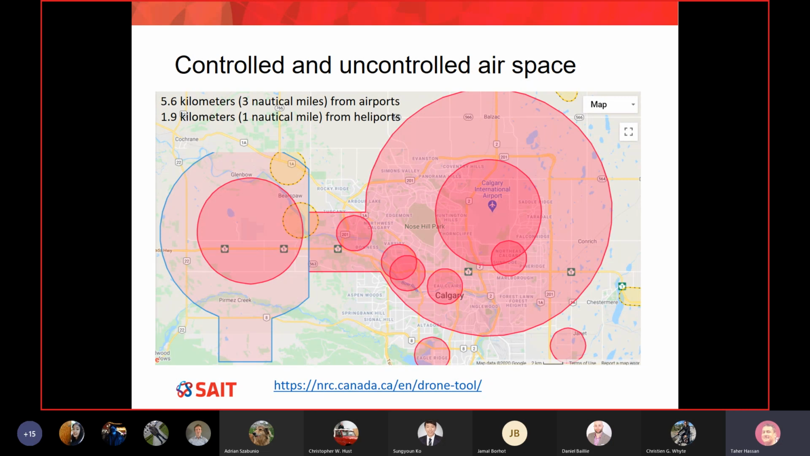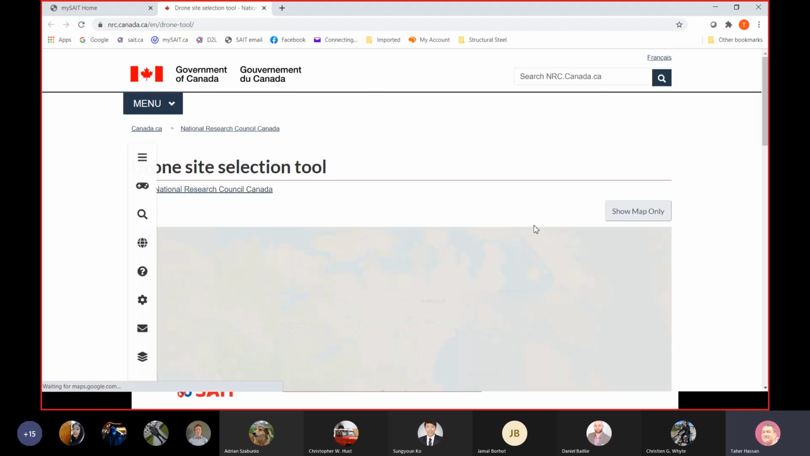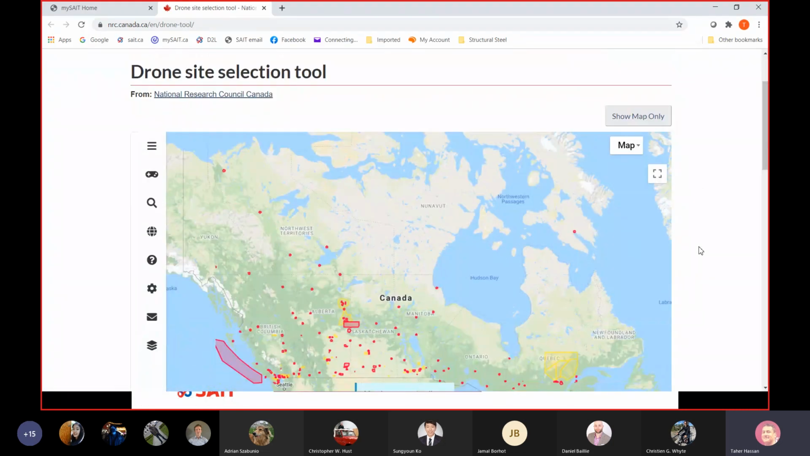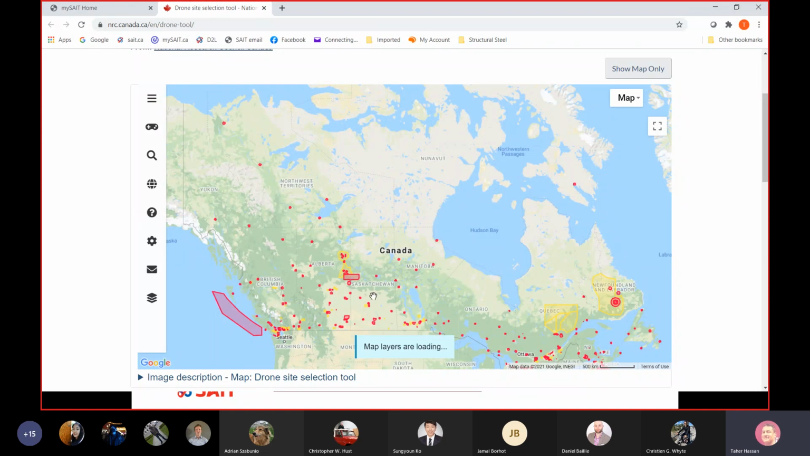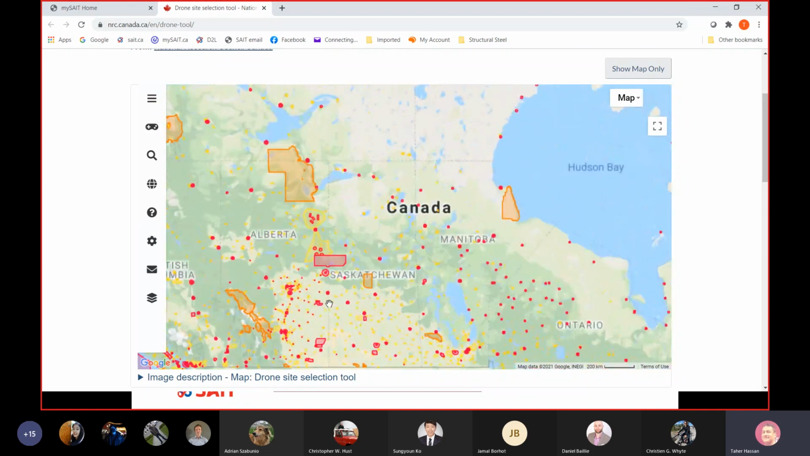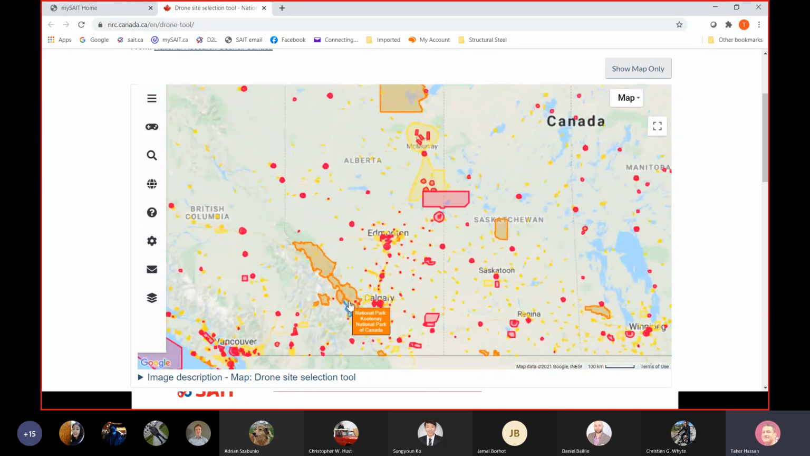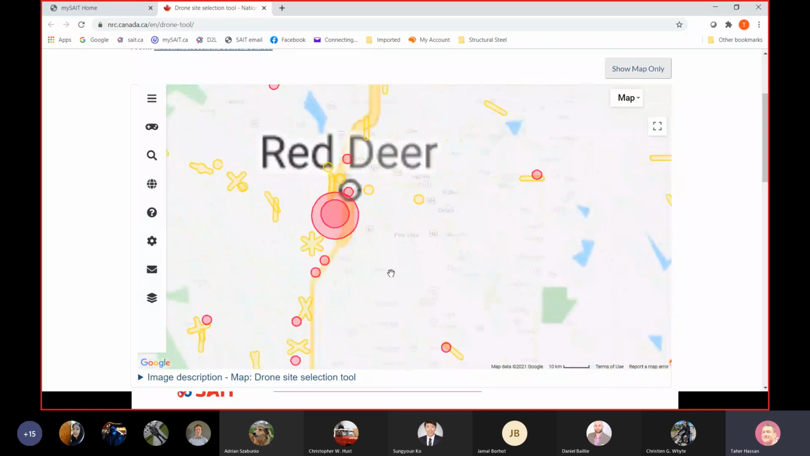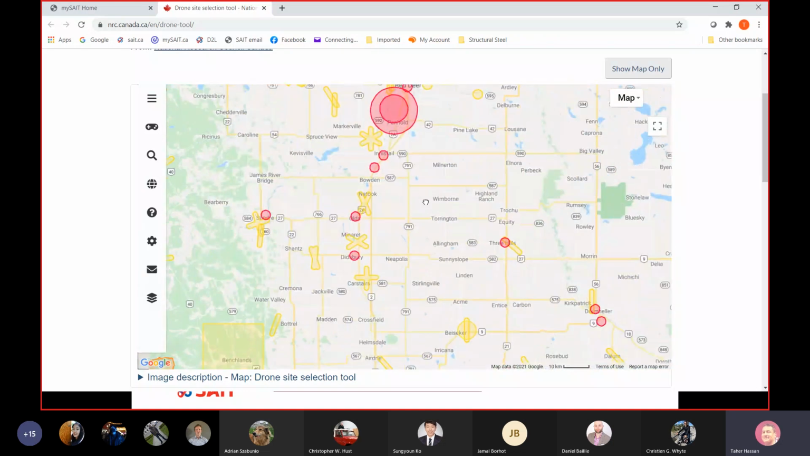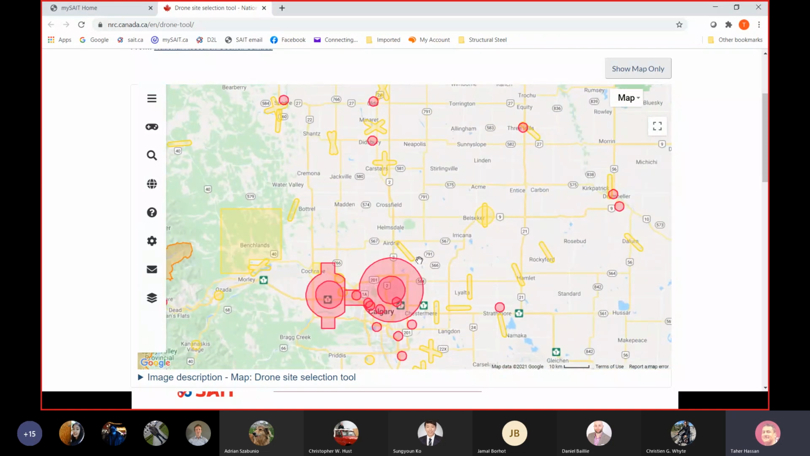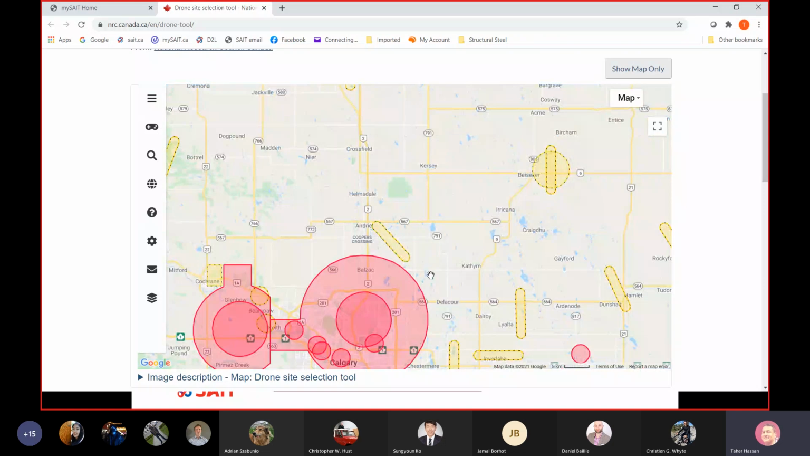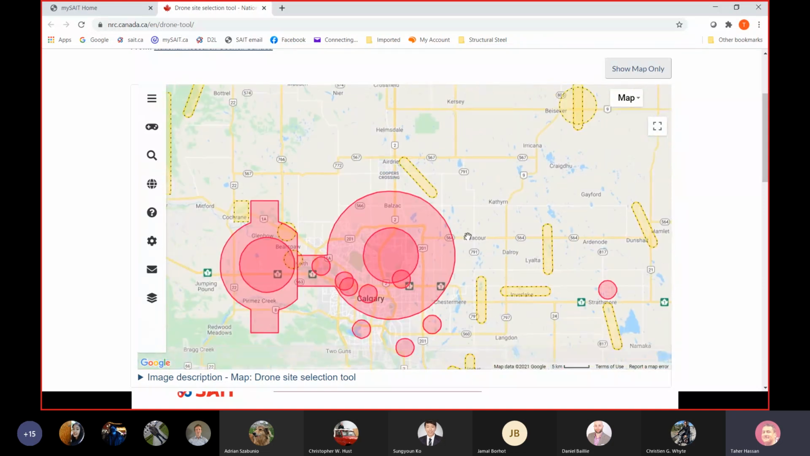That's for Calgary. If you want to see the entire Canada, I give you here a link. If you click on this link, it will take you to the website from Natural Resources Canada, where you can zoom in and see Canada-wide where those red circles are. You can see Red Deer, and there are so many small little runways around Calgary. You can see them, huh?